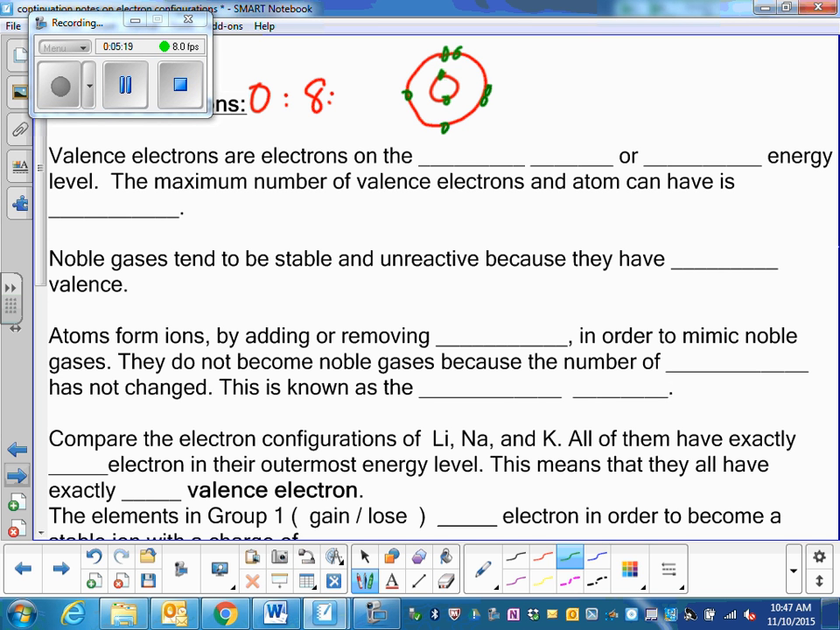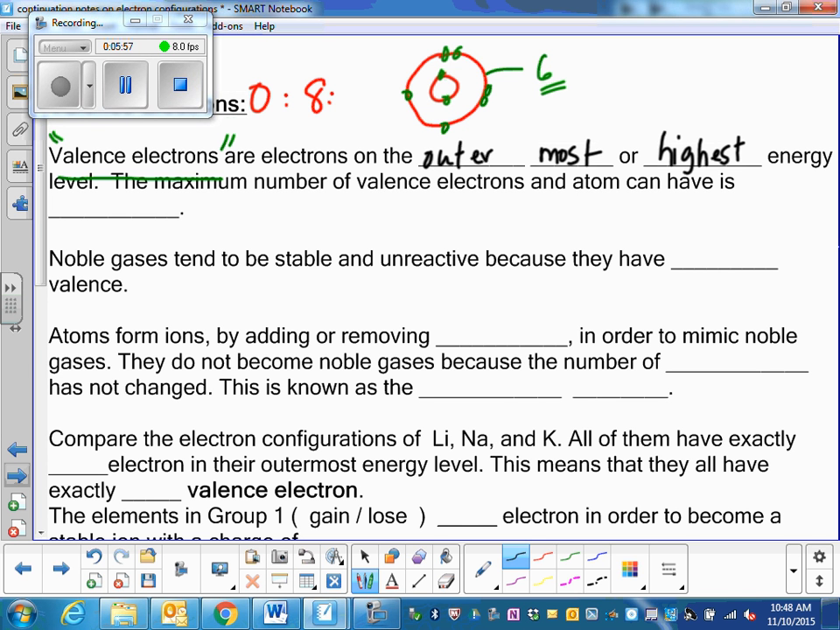How many electrons are present in the outermost energy level? 6. All right. These electrons that are present on the outermost energy level are called valence electrons. What are they called? Valence electrons. So let's pull in the definition. Valence electrons are the electrons on the outermost, or highest, energy level.